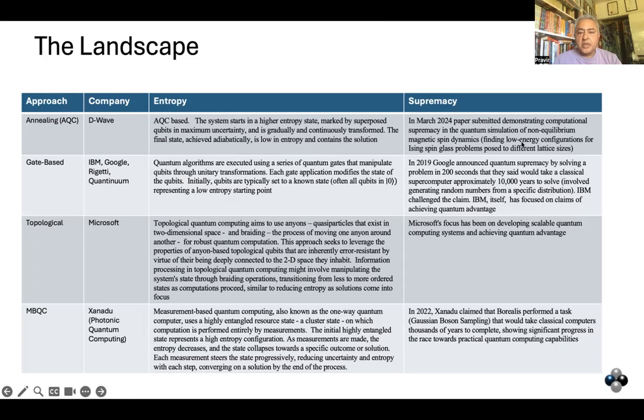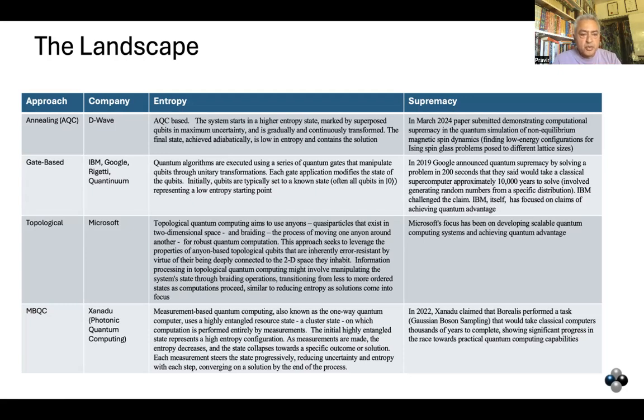There have been several instances that have yet to be peer-reviewed, but in a March 2024 example, there was a paper submitted demonstrating computational supremacy in quantum simulation of non-equilibrium magnetic spin dynamics. And there have been a couple of other instances of supposed quantum supremacy even before this.